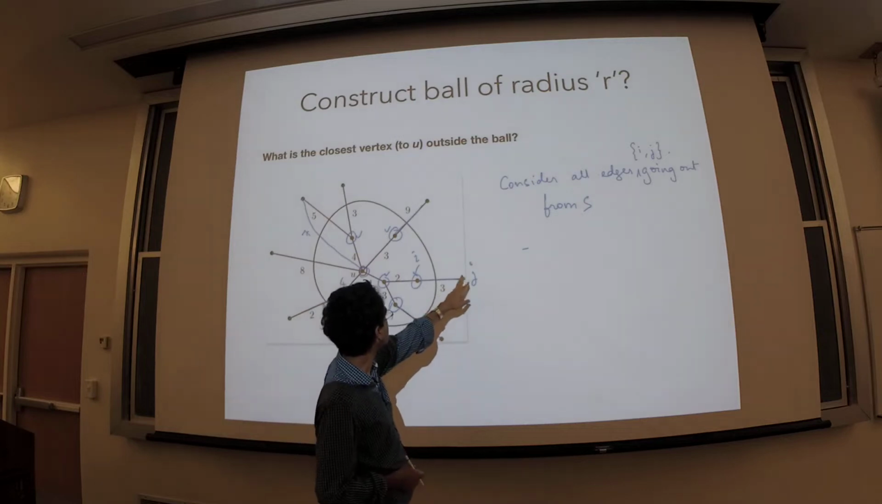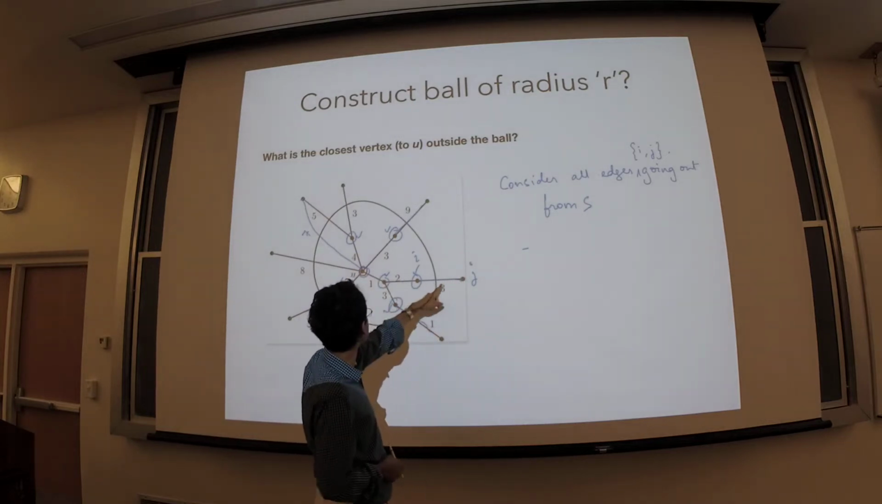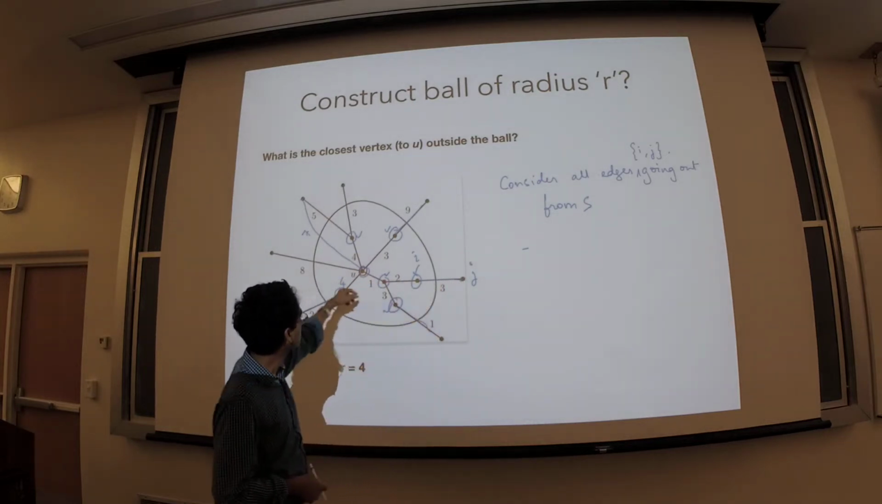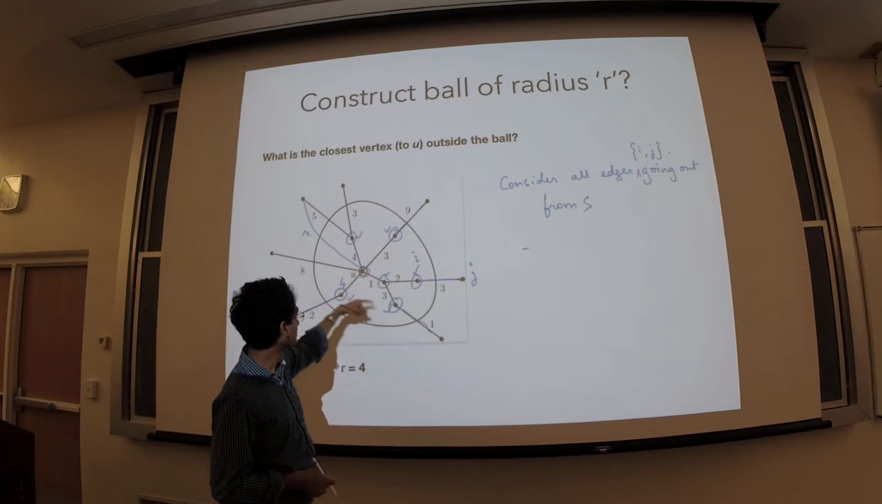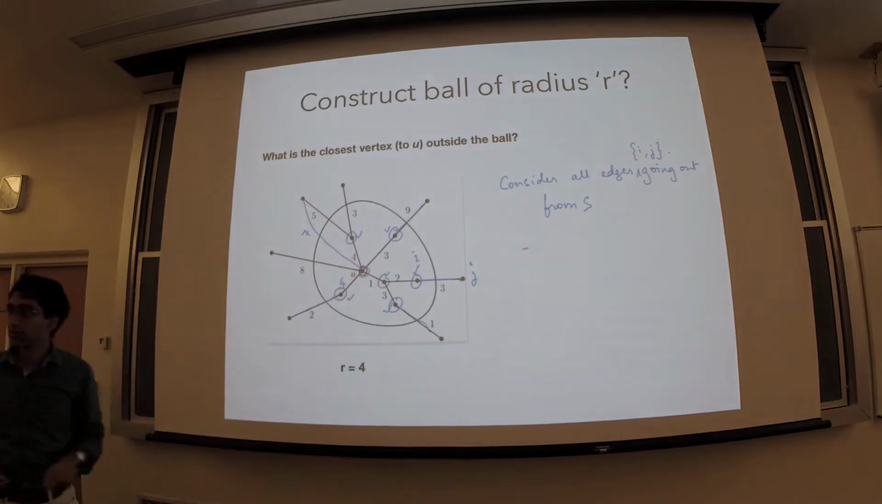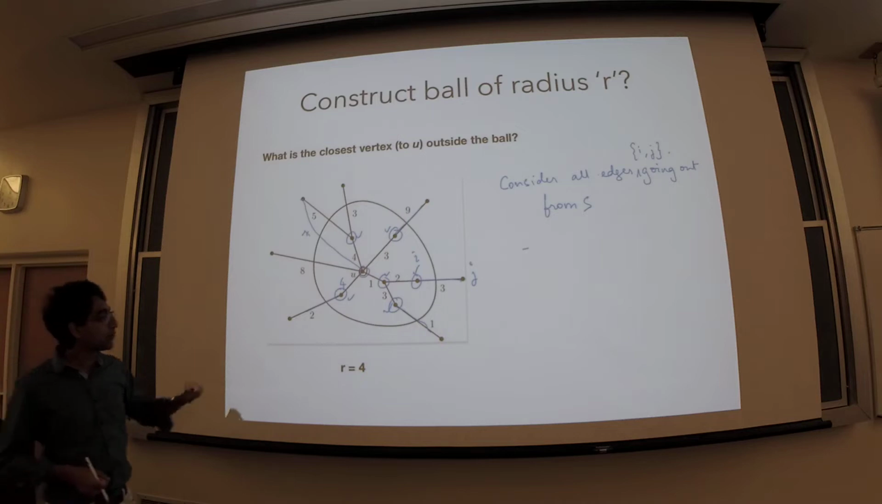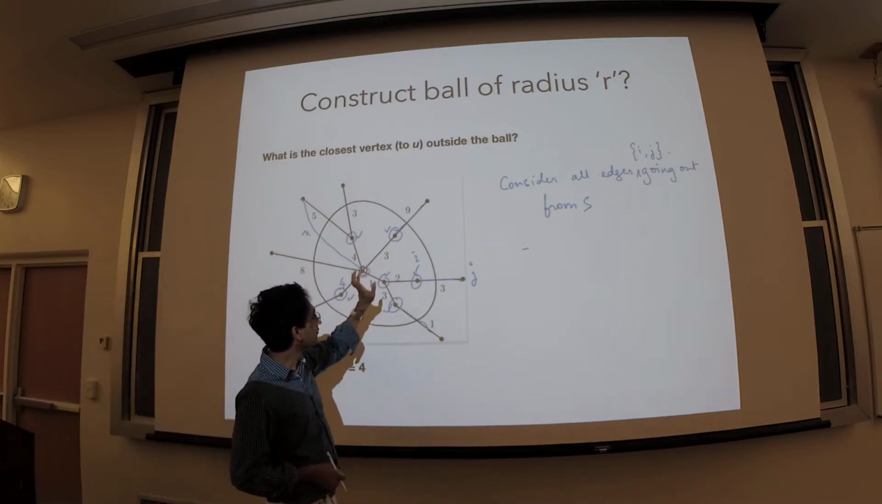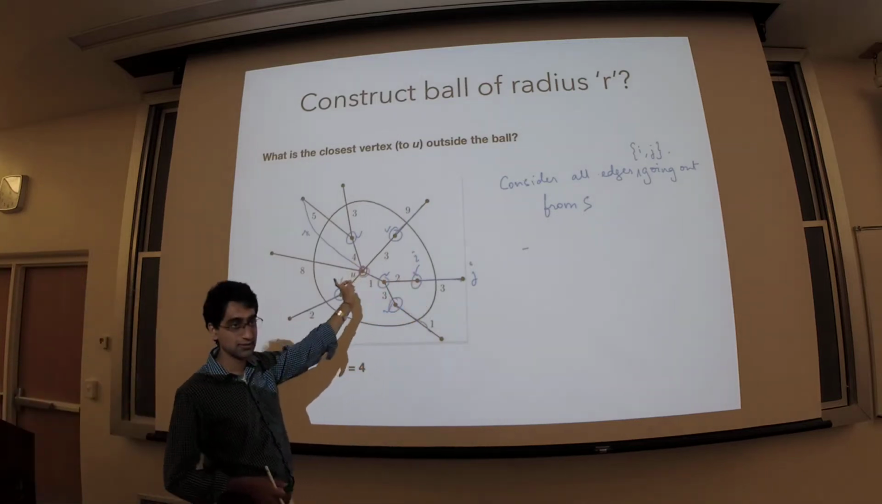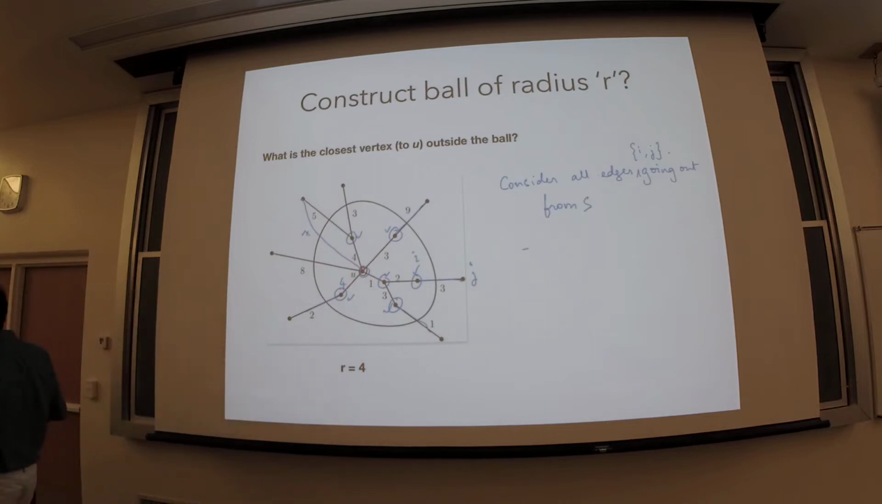So for this one, there is one candidate path of length, in this case 6. For this one, there is a candidate path of length 5 and so on. And now you add one vertex to S. At every iteration, the goal is to add one vertex to S. And the question I'm asking is, what is the closest vertex to U outside the ball? So now how do you find this closest vertex to U?